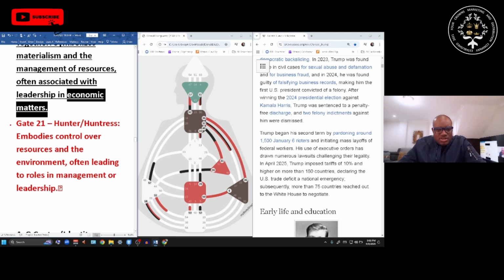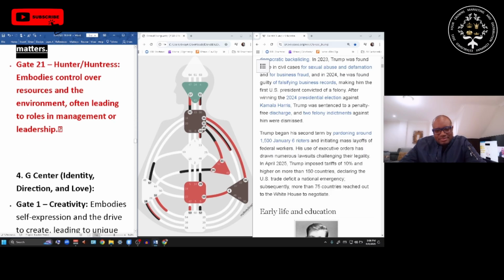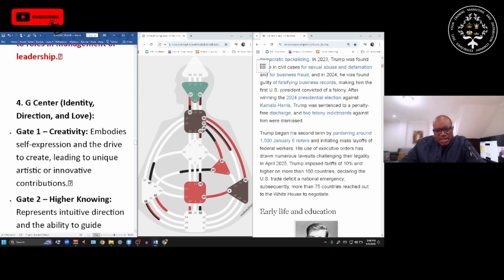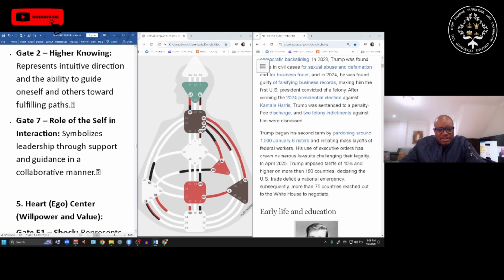All right, that gate is closed by the 21 gate and channel coming out of the heart. The hunter and the huntress embodies control over resources and environment. We can see that too, renaming the Gulf of Mexico to the Gulf of USA, controlling resources and environment, often leading to roles in management and leadership. That's a closed channel. Number 4, let me see here. The G center, yeah, that's open there, so there's nothing flowing out of that.